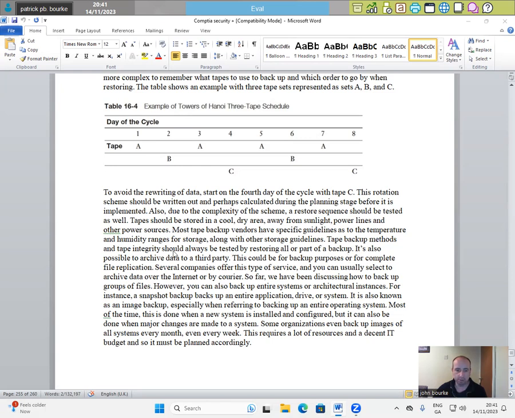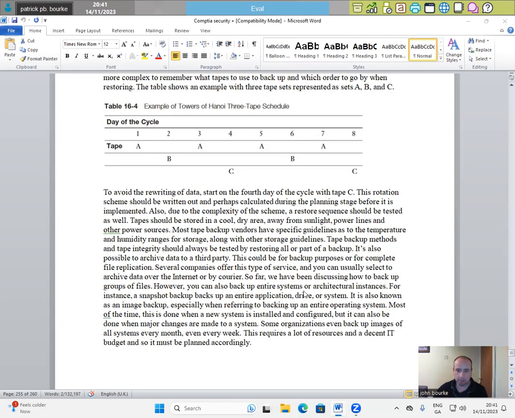It's also possible to archive data to a third party. This could be for backup purposes or for complete file replication. Several companies offer this type of service, and you can usually select to archive data over the internet or by courier. So far, we have been discussing how to back up groups of files.